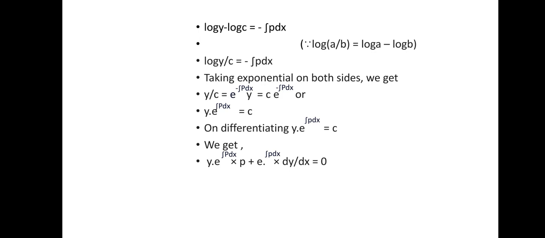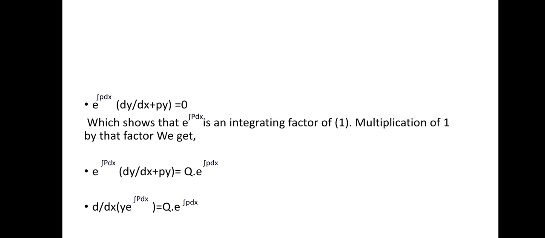is equal to 0. The common term is e raised to integration of p dx, of dy by dx plus py is equal to 0, which shows that e raised to integration of p dx is an integrating factor of 1. Multiplication of 1 by that factor, we get e raised to integration of p dx of dy by dx plus py is equal to q into e raised to integration of p dx.